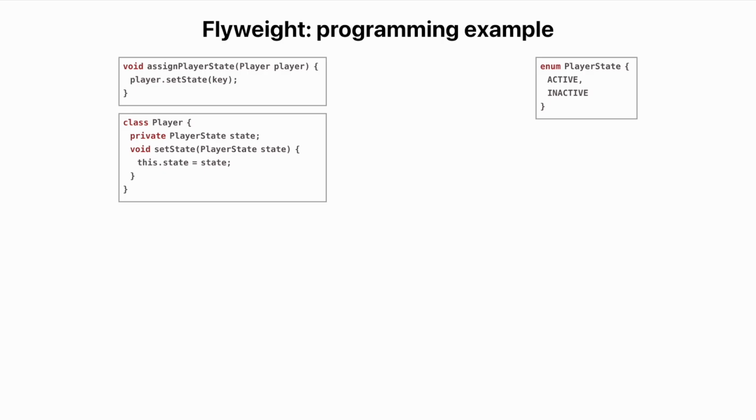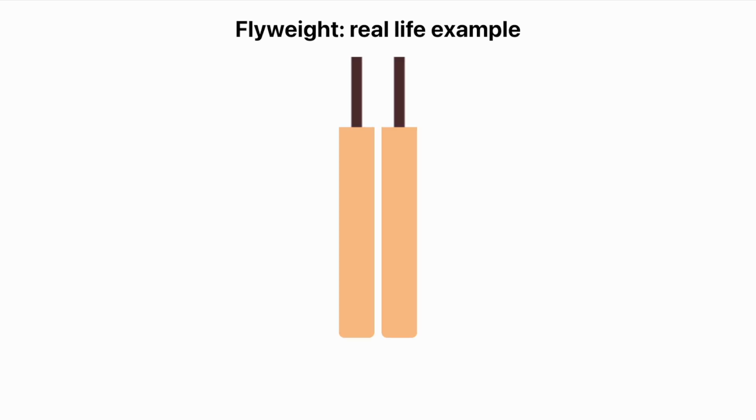We have a variable player state in the player class. When a player gets the turn, we want this variable as PlayerState enum dot active, otherwise PlayerState enum dot inactive. A real life example: some 10 persons playing cricket with only two bats instead of each one having their own bat. Here the bat is the flyweight.